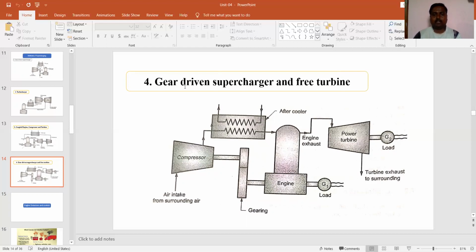This is gear driven supercharger, meaning this supercharger is similar to the first type of supercharger, but here the additional part is the pre-turbine. In this supercharger we are developing the compressed air through the power given by the engine shaft, but here a turbine is also utilized. The exhaust gases are supplied to the turbine, and this turbine also develops mechanical power. This is nothing but gear driven supercharger and pre-turbine.